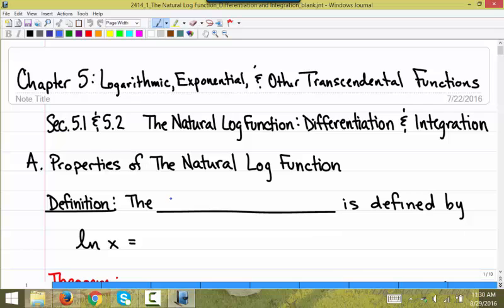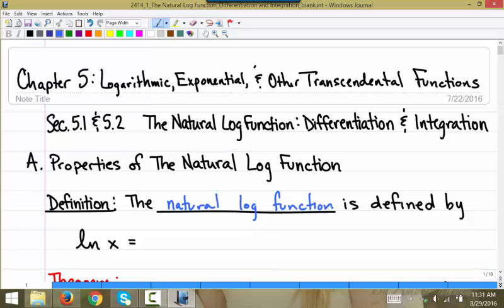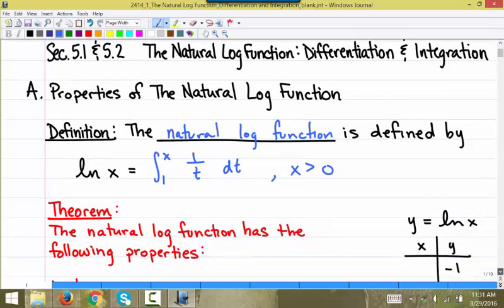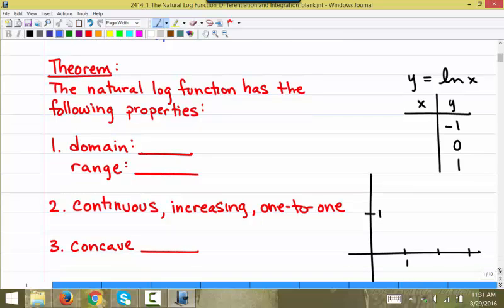The natural log function is defined by ln of x equals the definite integral from 1 to x of 1 over t dt, where x has to be greater than 0. That's how you define it with calculus. We're going to come back to that in a minute. Okay, let's do some pre-cal review.